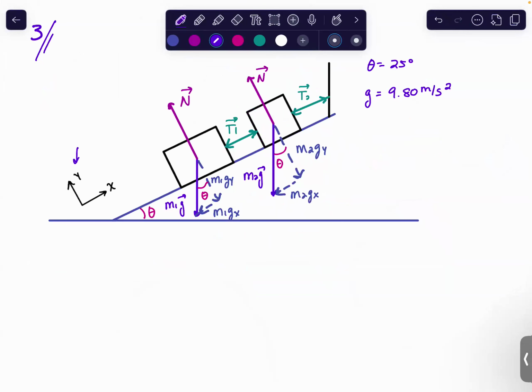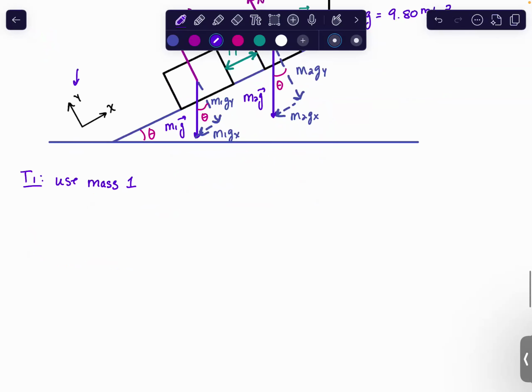So for tension one, we can just use the first mass. Because again, we don't have to really take into account the whole system because that tension is going to be the same for both masses. It's just pulling in opposite directions. Okay, so we're going to do our net force in the x direction.